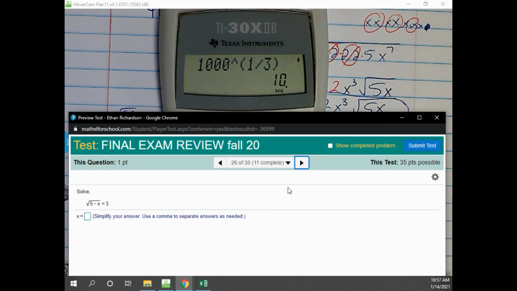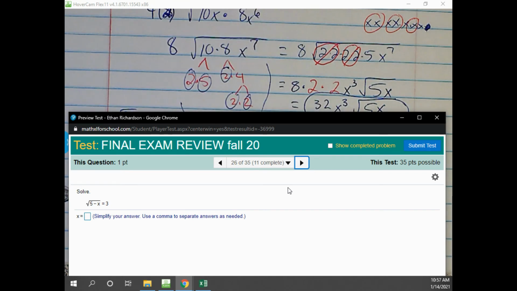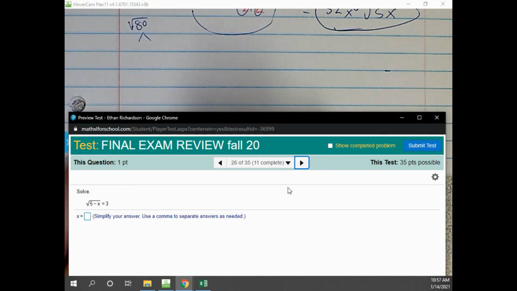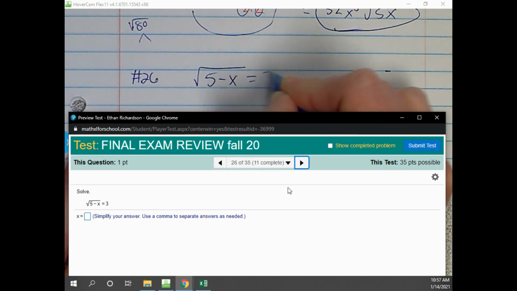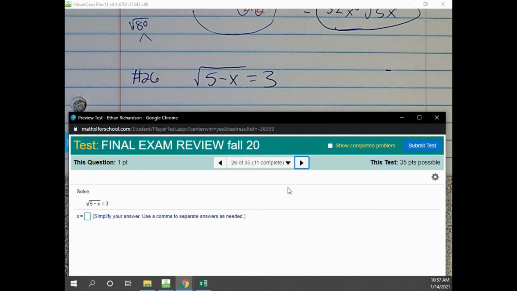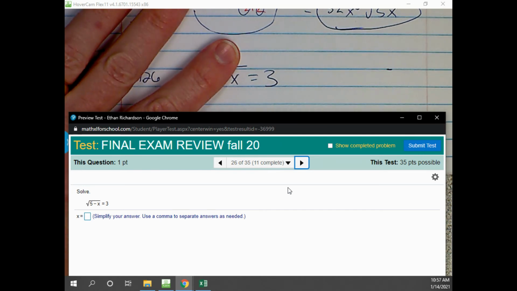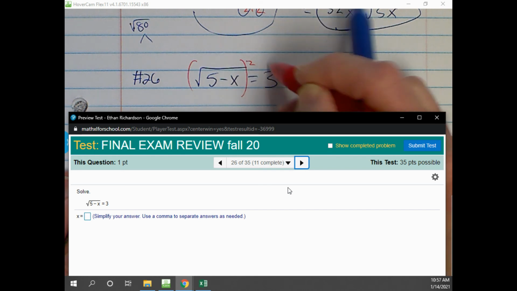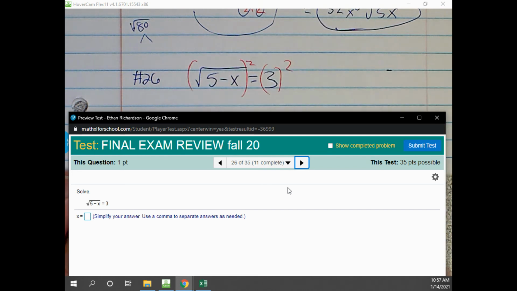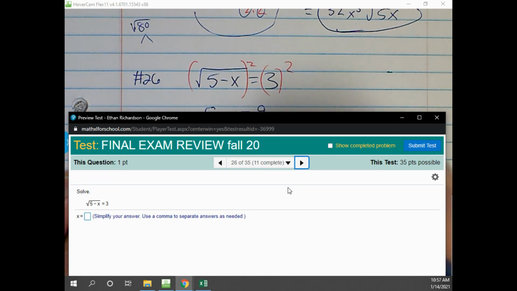All right, 26, we've got 5 minus x equals square root of 3. One big thing on 26 is you've got to remember how to get rid of a square root, because we need this thing to be just x by itself without any square roots. The first thing is, now there's nothing else around it. We did the absolute value problem earlier where we had to get rid of the numbers with it. The square root is kind of the same thing. We've got the square root by itself. Now we're going to get rid of this square root, and to do that, we're just going to square both sides. If we square a square root, they cancel out. So that's 5 minus x equals 9.